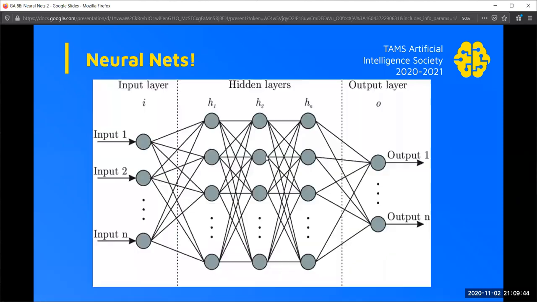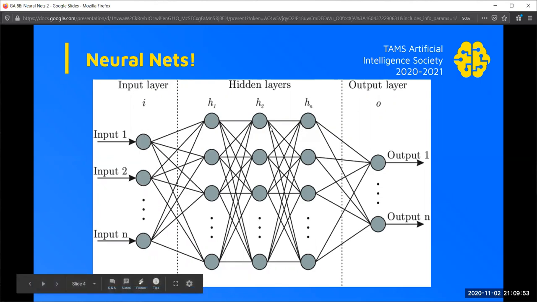Anyways, this is a better picture of neural nets. You have your input layer, which is all of the neurons that take input. Hidden layers, all the neurons that process, and of course your output layer, where you have your output neurons.